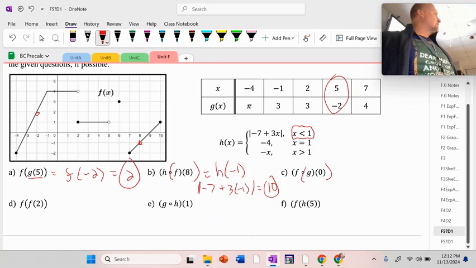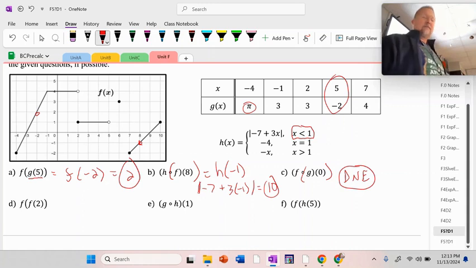g of 0? Anyone? What's g of 0? There's nothing. We're not deriving. Look at it. What the heck is that? So what's g of 0? What do we say? Does not exist. All right.